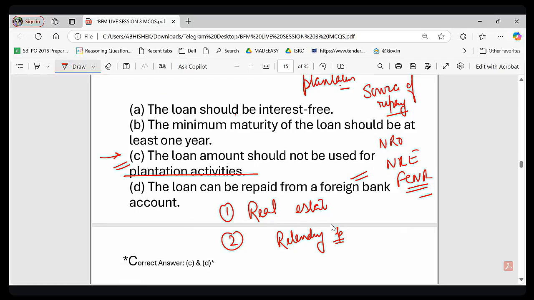Let's summarize the key points we have learned in this particular question. Mr. Rajesh's loan violated two conditions. It cannot be used for plantation activity, and repayment cannot come from a foreign bank account. Always remember to follow RBI guidelines while giving a loan to an NRI, whether it is regarding maturity, purpose, or repayment source. Did this explanation help you understand this topic better? Type yes in the chat if it did.